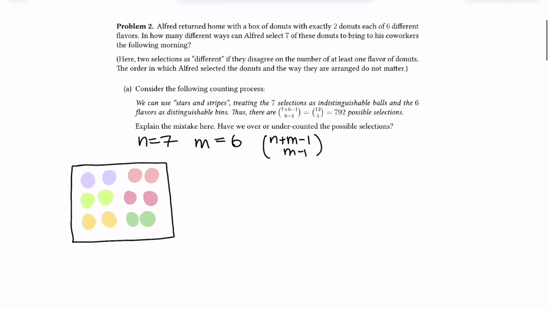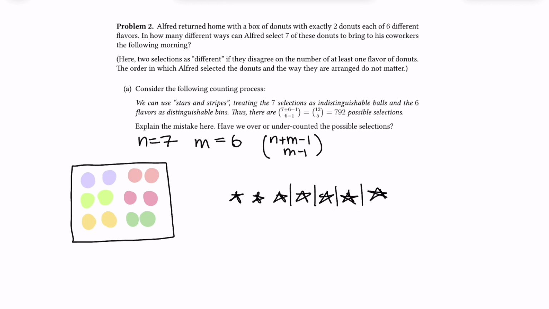So the way that we write out a stars and stripes problem here, we have 7 stars, 1, 2, 3, 4, 5, 6, 7, and the stripes are going to be the boundaries between our bins. So say that we put a stripe here, here, here, here, and here. So 1, 2, 3, 4, 5 stripes, because there are 6 different flavors. That would mean there are 2 of the first flavor, 1 of the second, 1 of the third, 1 of the fourth, 1 of the fifth, and 1 of the sixth.